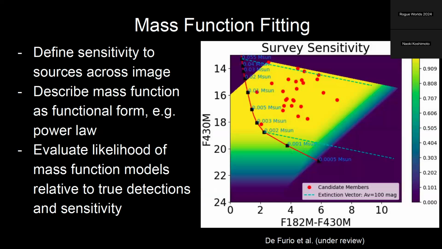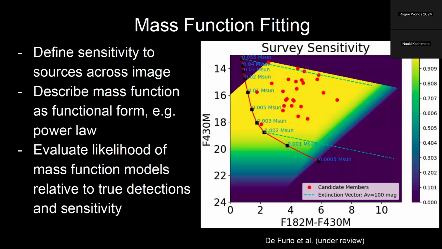Essentially, what we do is, from our subarray process, we have a flux limit that we know across the entire image for every filter and every color combination. So we can define our sensitivity to sources in color magnitude space, what we see in this color map. And this basically just tells us the fraction of the image where we would be sensitive to these types of sources.